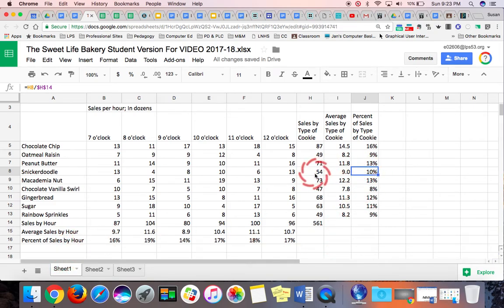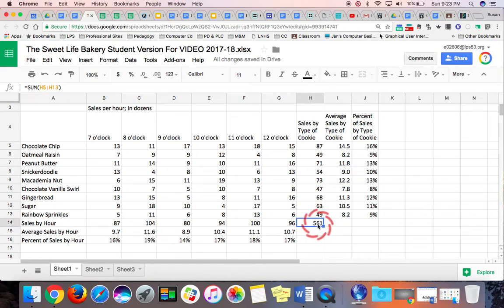So we're going to take all of the cookies that were snickerdoodles, so that's here in cell H8, a total of 54, and we'll divide that by the total number of cookies. When you look at your formula, it's going to look like this, =H8/$H$14. Again, that makes it an absolute cell reference. So if you use autofill to copy that down, it will not switch the denominator to H15, H16, H17, and so on. Absolute cell reference. Okay, then you do that for the rest of the cookies.